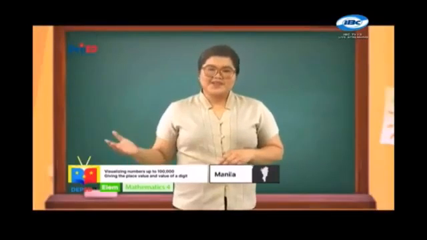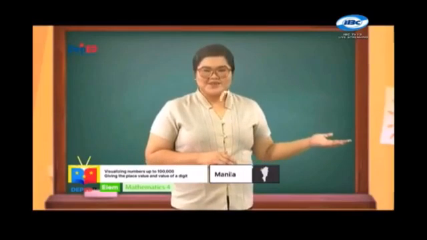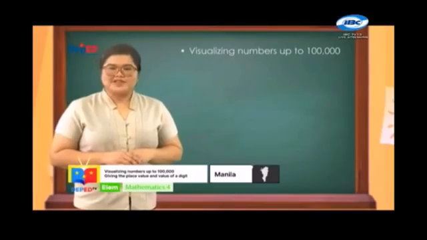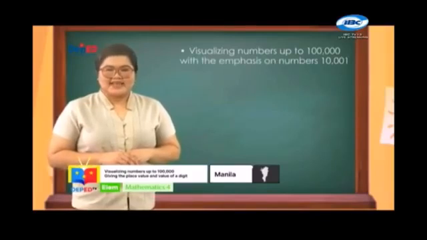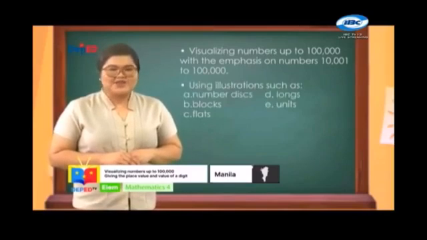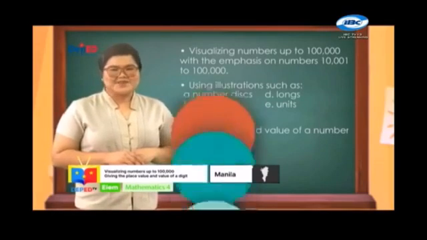The set of whole numbers includes 0 and the counting numbers 1, 2, 3, 4, 5, and so on. In today's episode, we will learn about visualizing numbers up to 100,000 with emphasis on numbers 10,001 to 100,000 using number discs, blocks, flats, longs, and units. We will also refresh your memory in identifying the place value and value of a digit. Hop in! Let the adventure begin!